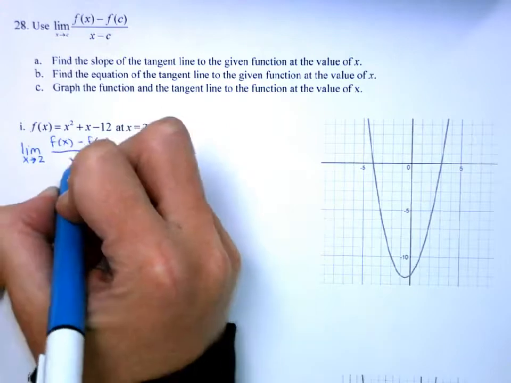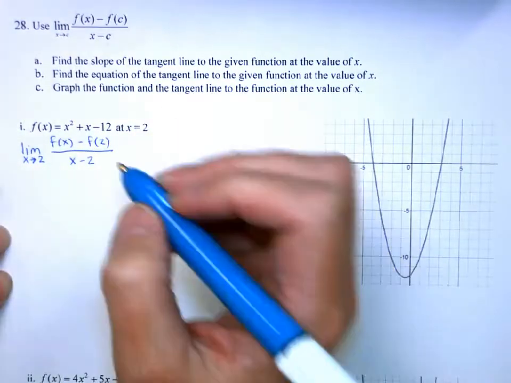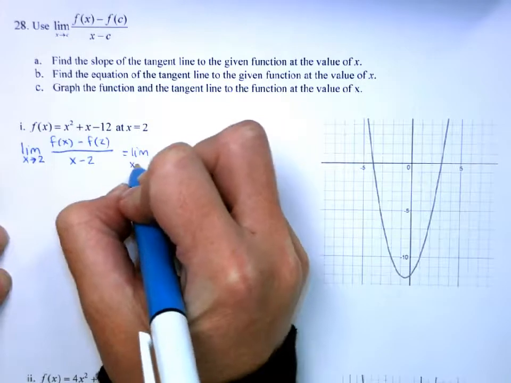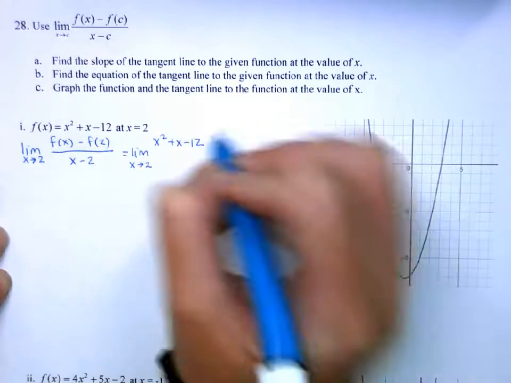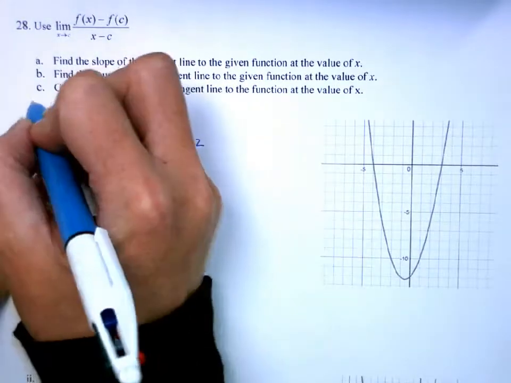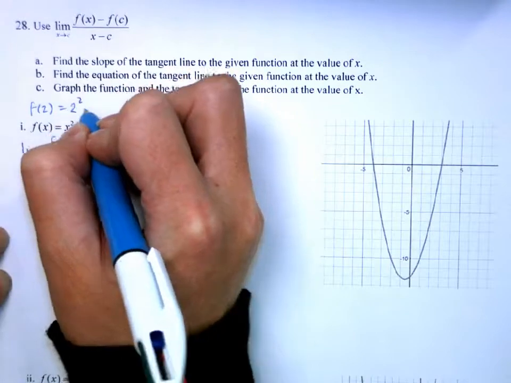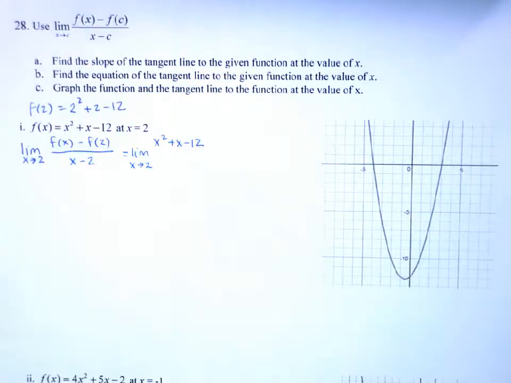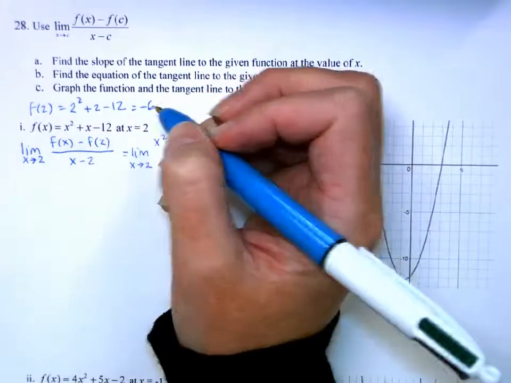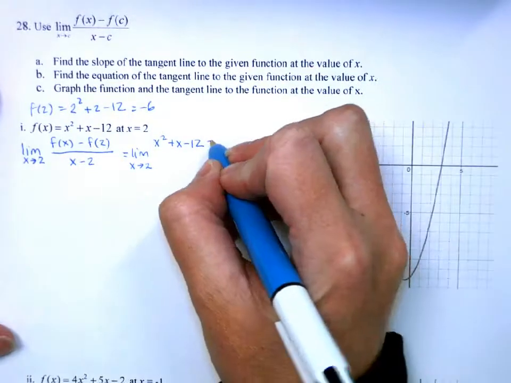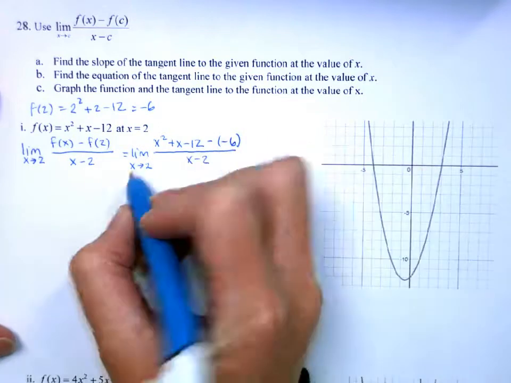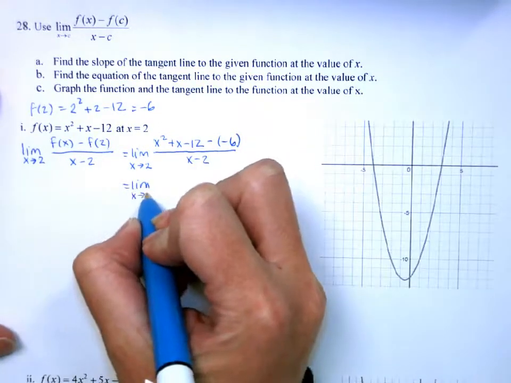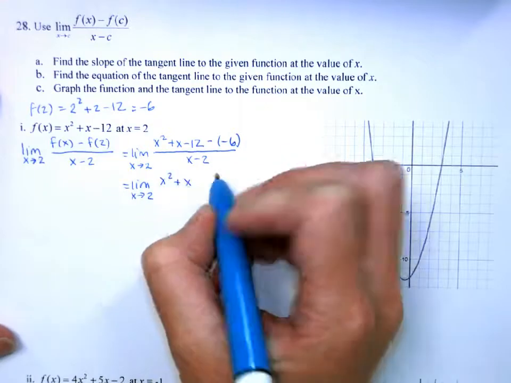Okay, f of x is just our equation. X squared plus x minus 12. F of 2, when I plug in 2, is 2 squared plus 2 minus 12. So 4 plus 2 is 6, minus 12 is a -6. Minus -6 all over x minus 2. So we're going to have x squared plus x, -12 minus -6, so we're adding 6 to -12. Sorry, negative, that's -6.